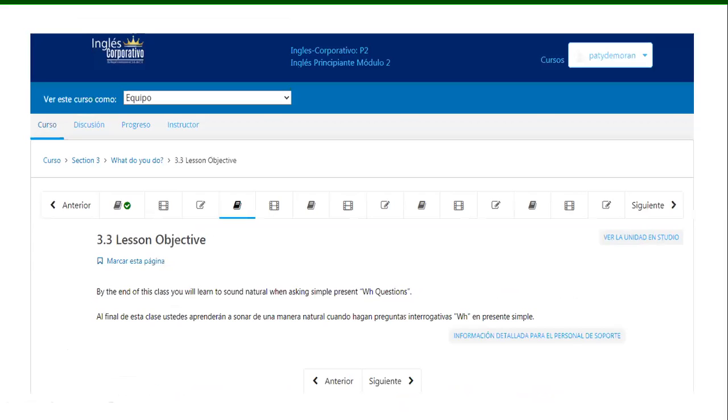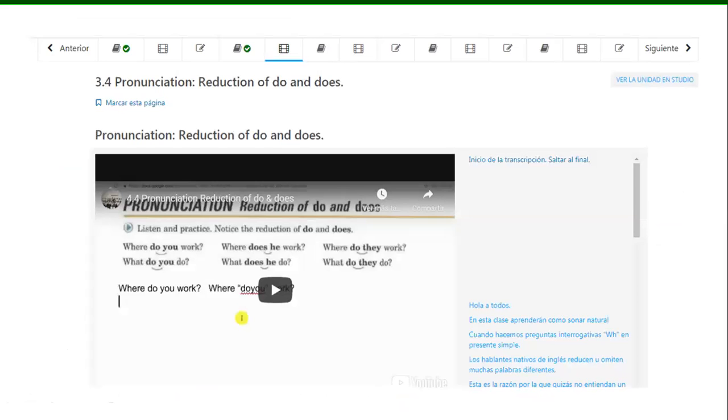Okay, now we are going to move to the 3.3 lesson objective that says, by the end of this class, you will learn how to sound natural when asking simple present WH questions. And here, when you go to the platform in the 3.4, you have the pronunciation, the reduction of do and does. For example, you can say, where do you work? And you normally connect the O of do you con el you. Where do you work? What do you do? Where does he work? Where does she work? What does she do, right? Where do you work? What do you do?